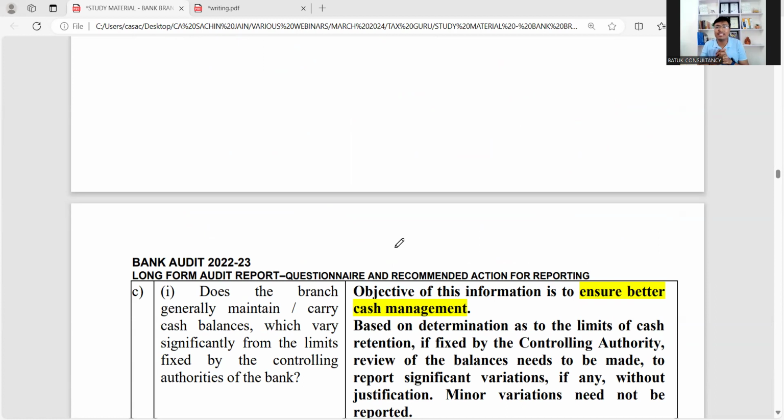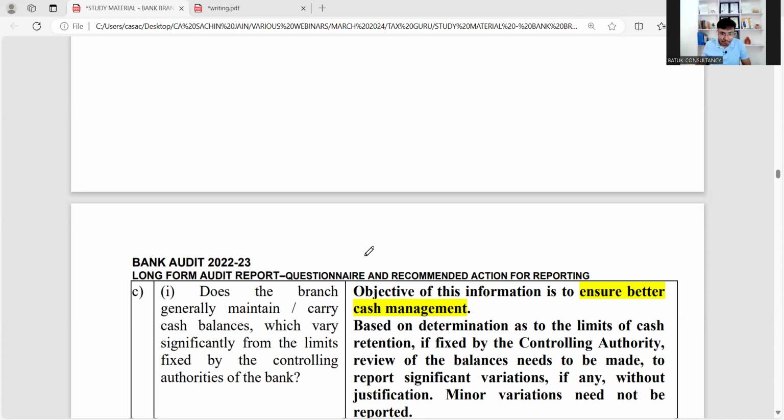Then in this segment, they will ask about the specific segment that is related to the insurance of the cash and the cash which is available in the ATM. In that case, we just need to ask the banking staff whether the insurance of cash is managed by the branch or by the HO.